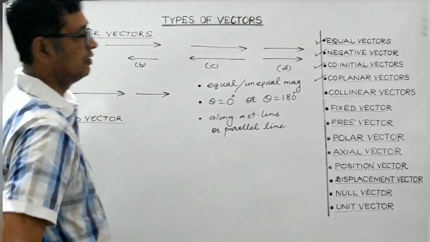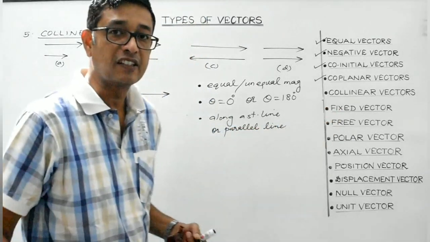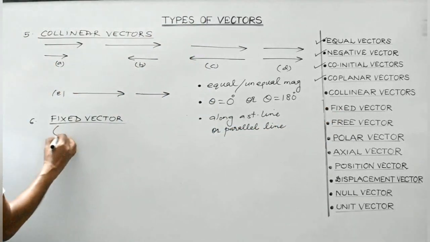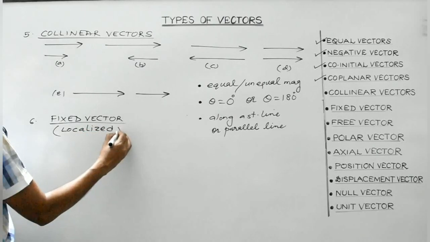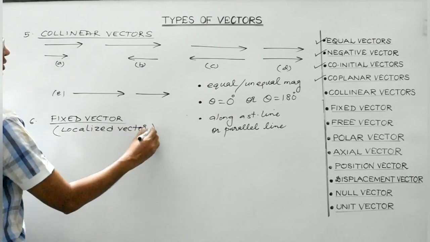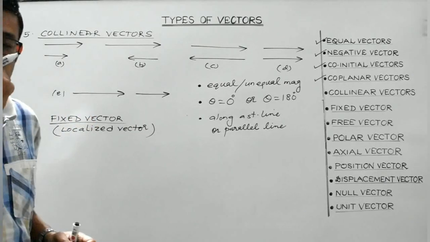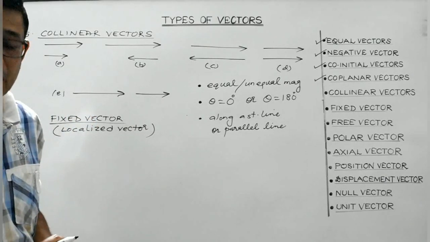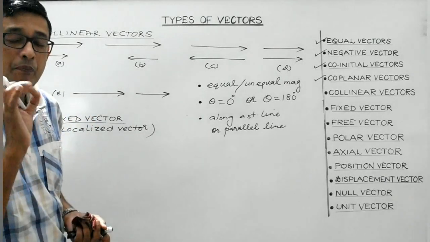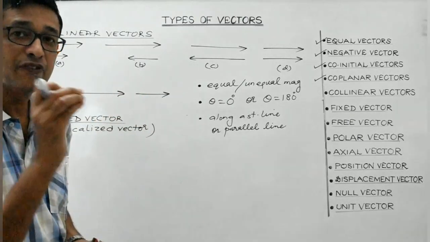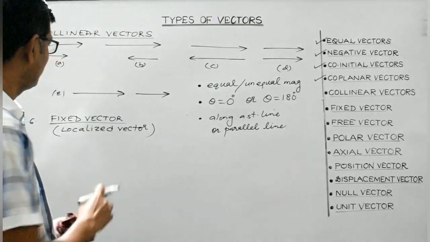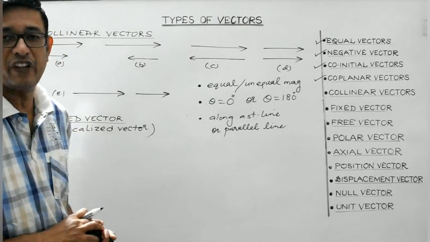Now, fixed vector. Fixed vector is also known as localized vector. Why is it known as fixed vector? Because it has a point of location. Its tail is fixed. So that is the reason why it is known as a fixed vector.